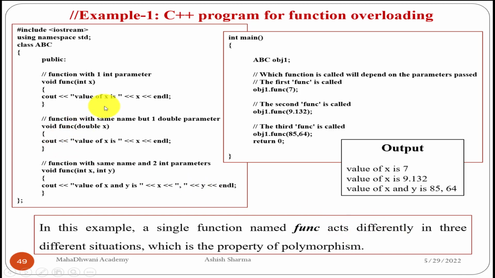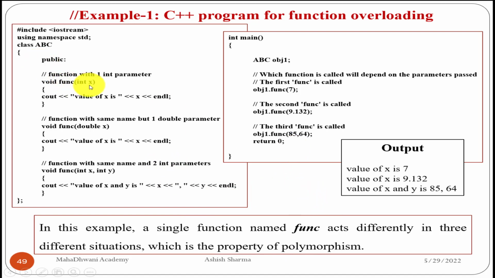In this example, the single function named func acts differently. The same function has different definitions. The same function name having different definitions acts differently in three different situations, which is the property of polymorphism. So this is the way to implement polymorphism in our program. This is called function overloading.